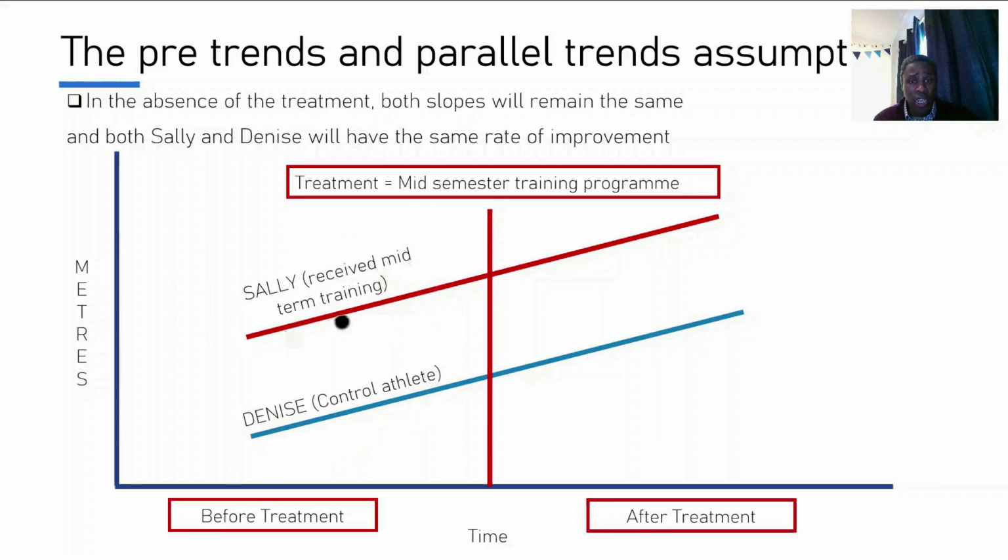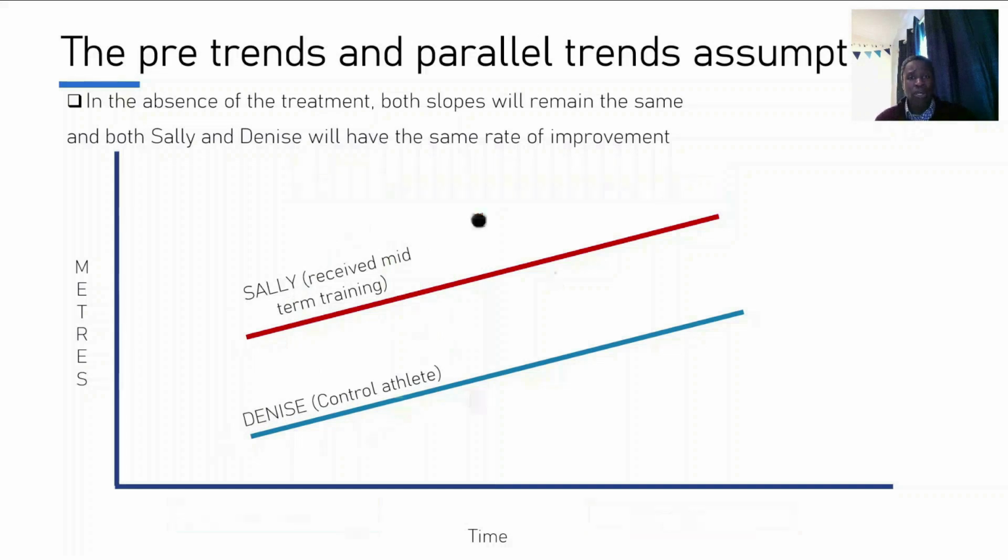So you can see the line going up. They're very similar, and that will satisfy our pre-trends analysis. And we'll look at that numerically when I come on to show you an example. The parallel trends assumption says that in the absence of this vertical line here, the treatment, both jumpers are going to have jumps that are constant. So basically, they're going to be very much the same over time.